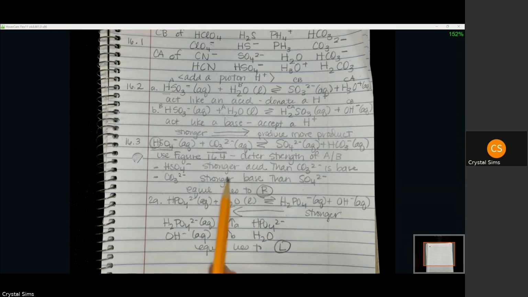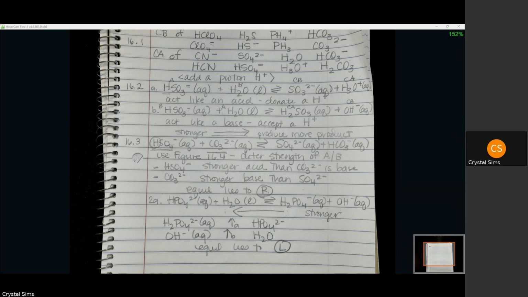And so if the reactants are stronger, then equilibrium is going to lie to the right on the product side. If the products are stronger, then we're going to produce more reactants. So equilibrium lies to the left. All right, so that is 16.3.